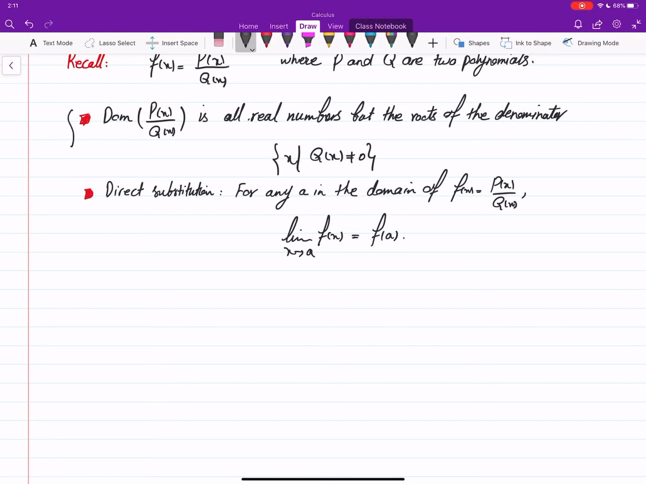Well, let's combine these two and write it in the language of continuity. First of all, this means that for all such a's, the function is continuous. That's the definition of continuity: the limit is equal to the value of the function. That's the first thing. And on the other hand, these are all a's which make the denominator non-zero. So we now know that this is a fact.